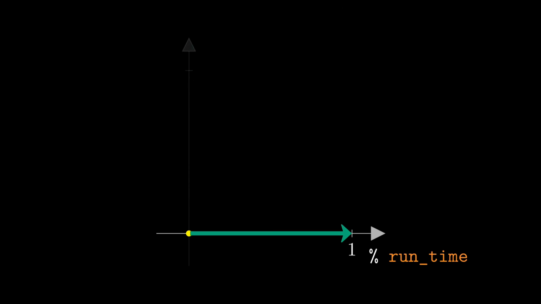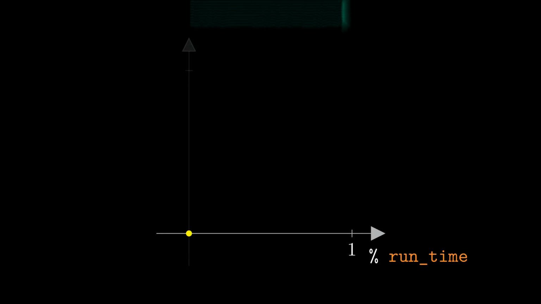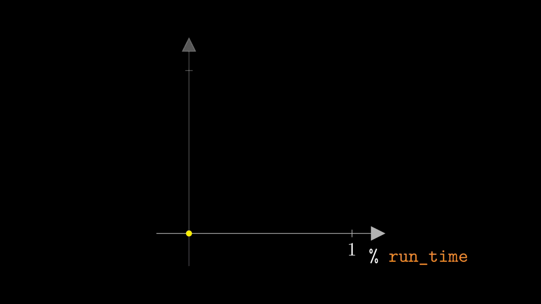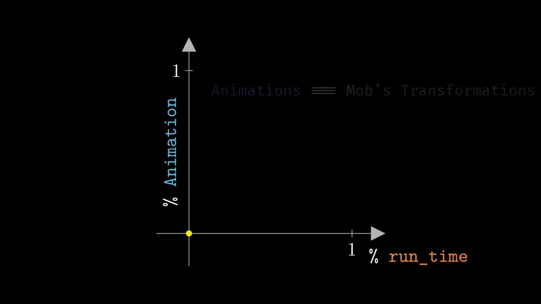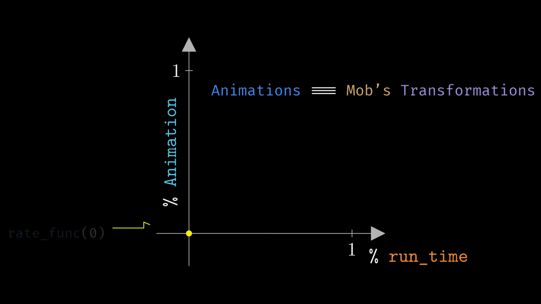The relationship between the x-axis and the runtime is always linear, since obviously time is linear. What is not necessarily linear is the behavior of the y-axis. The y-axis represents the percentage of the class animation. And, in essence, animations are transformations applied to the objects, so the initial state means 0% of the transformation, and the final state is 100% of the transformation.